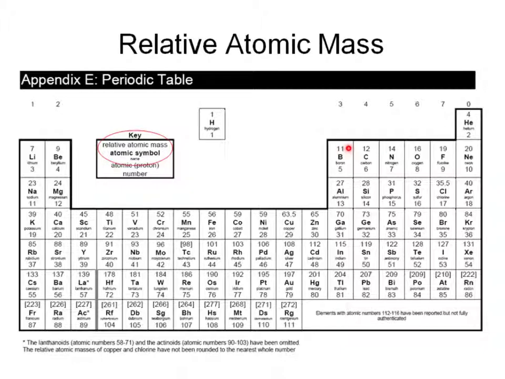The 11 is the relative atomic mass of the atom, and that's the mass of an individual atom compared with every other atom. That's the one which we're going to be using in this tutorial when we're working out the mass of atoms and of compounds.